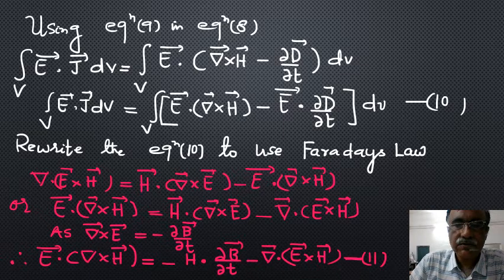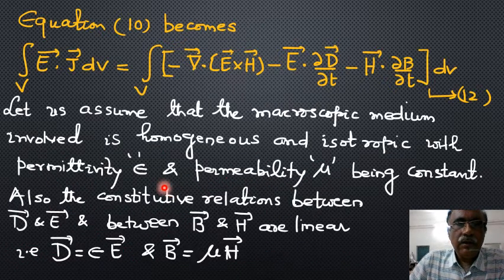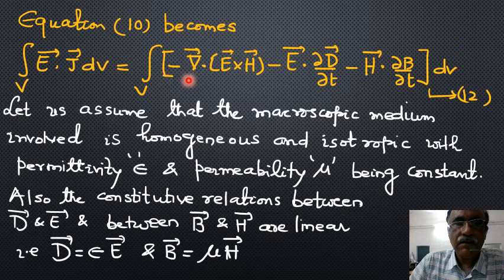So substituting the expression 11 in 10, we get the volume integral of E dot J dV equal to minus the volume integral of, in the integrand, divergence of E cross H plus E dot del D by del T plus H dot del B by del T. This is equation number 12.